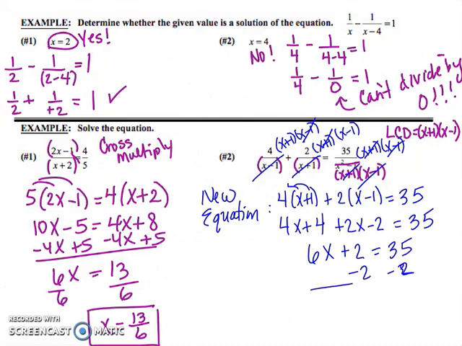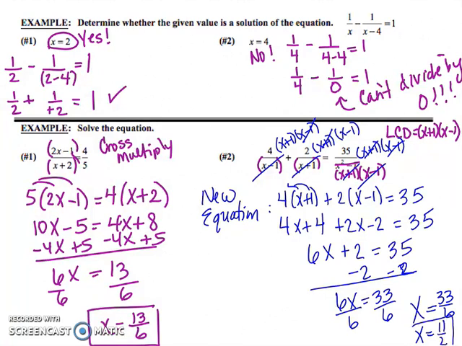Whoops. Subtract the 2 and divide by 6. So we get x equals 33 over 6, which can be reduced. You can divide by 3 and divide by 3. So x equals 11 halves.